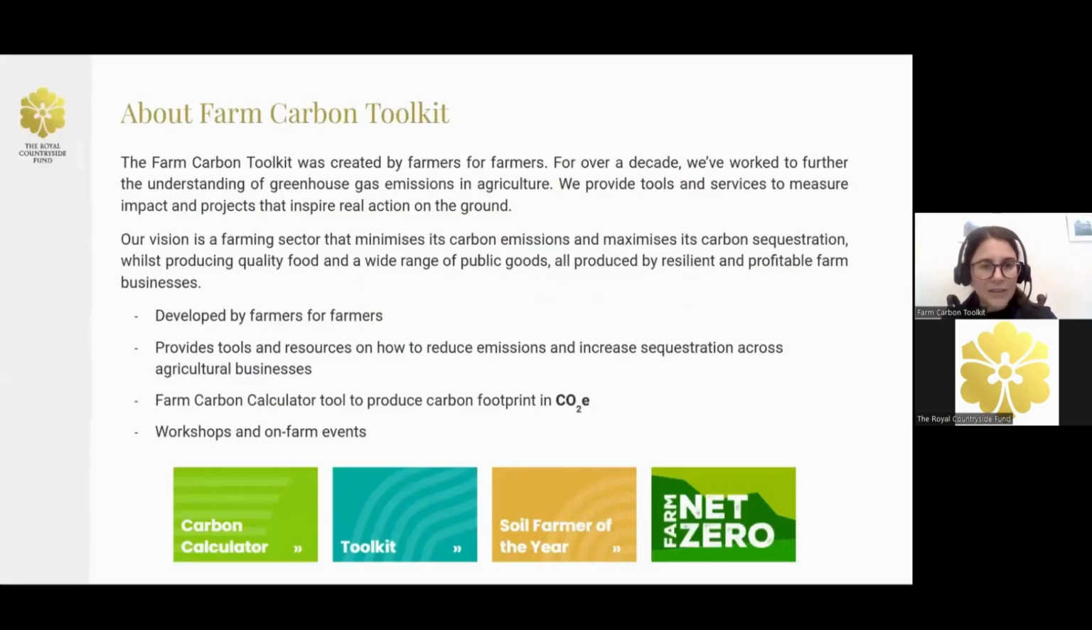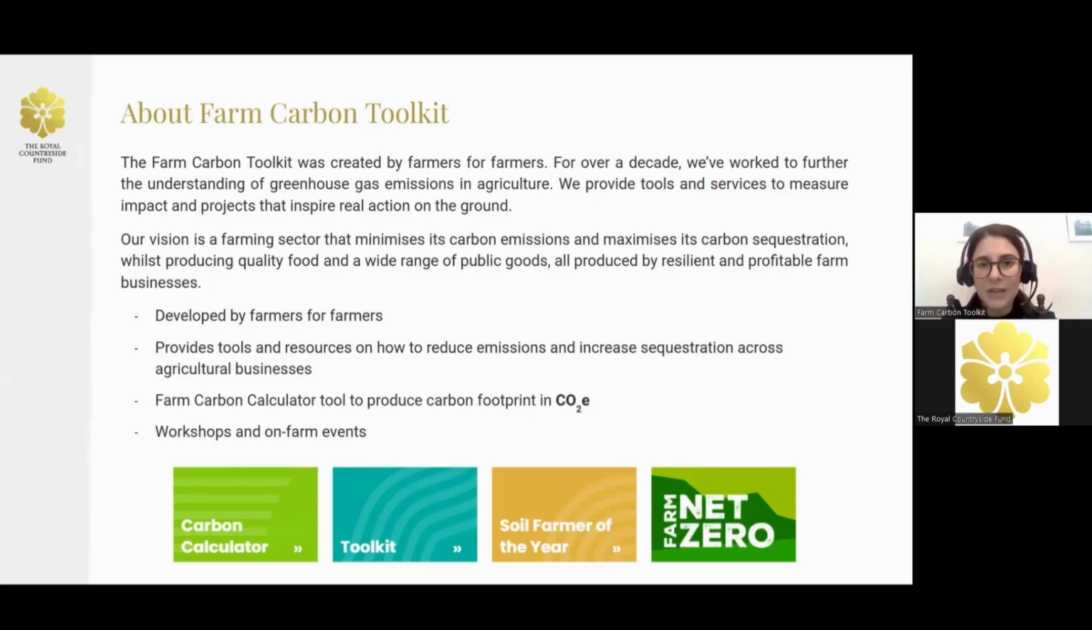So, a little bit about the Farm Carbon Toolkit to start with. We as an organisation are created by farmers for farmers. For over a decade, we've worked with farmers to help us further understand how greenhouse gases work in agriculture. And that also involves looking at how soil health can help us minimise our emissions and help us capture more carbon within our soils and our wider farm landscape.